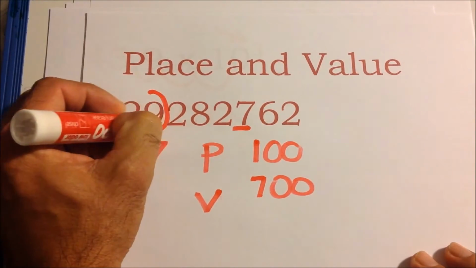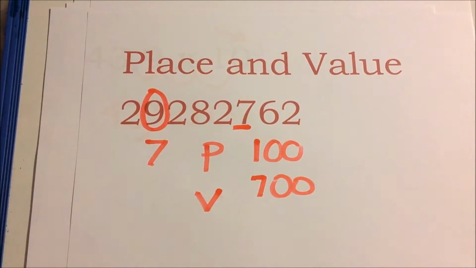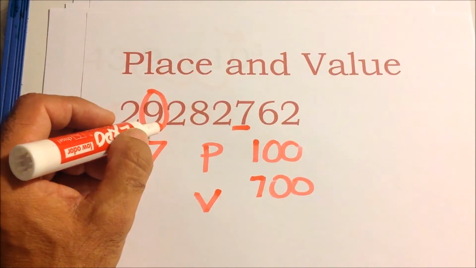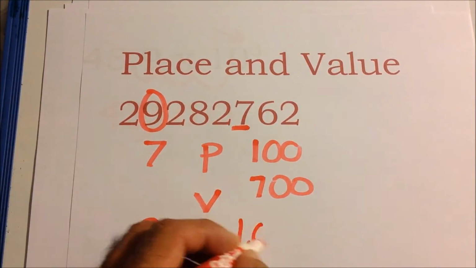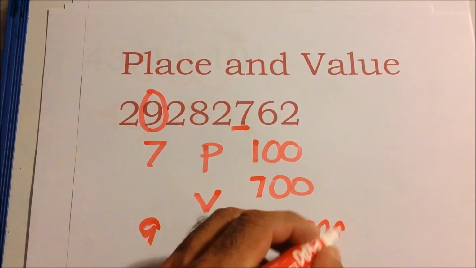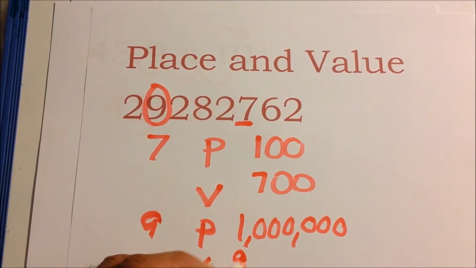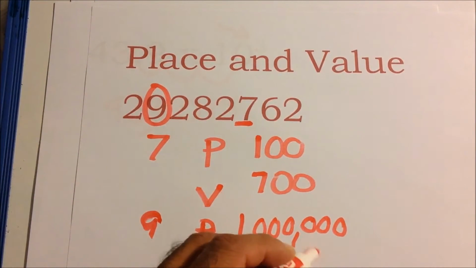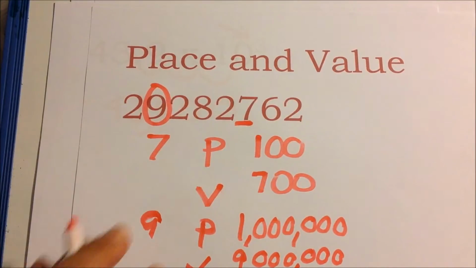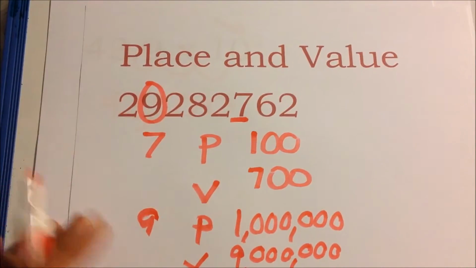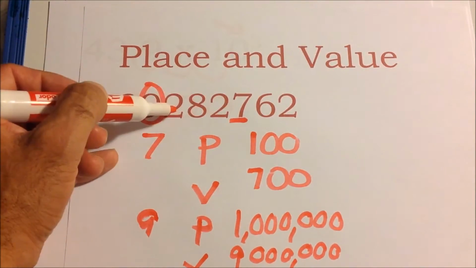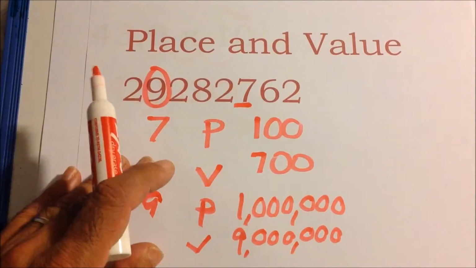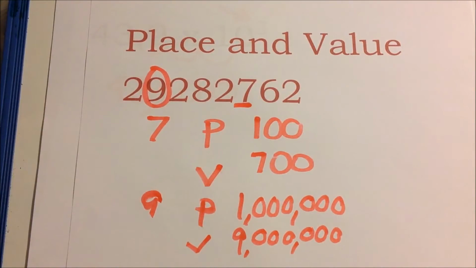What about the 9? I'll circle the 9. What place is the 9 in? The 9 is in the millions place, and its value is 9 million. Let's bring that up. And you can double check. Remember, ones, tens, hundreds, thousands, 10,000, 100,000, millions. There we go. And then we talked about expanded form.